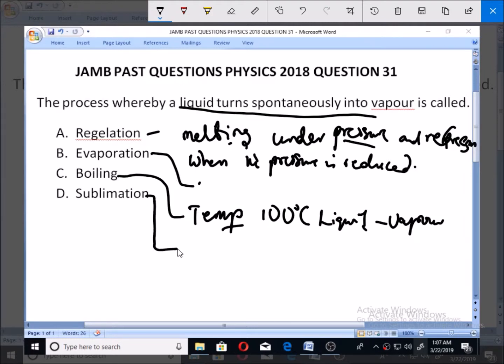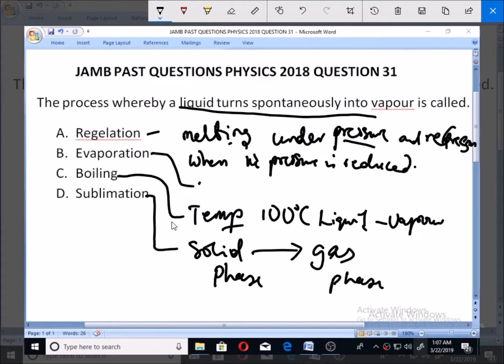Now, sublimation is when a solid, instead of going through a liquid before a gas, goes straight into a gas. So if you have solid phase going straight into gaseous phase, then we'll call it sublimation.